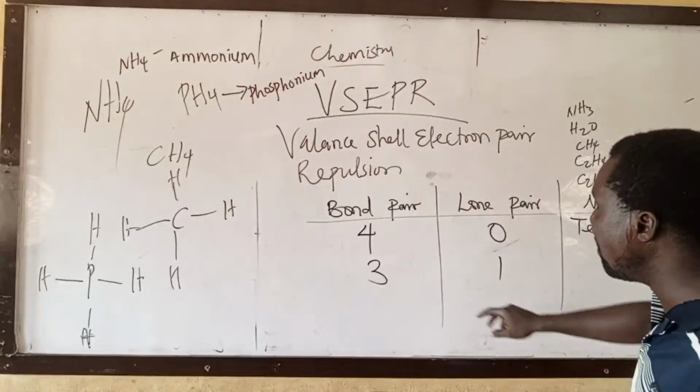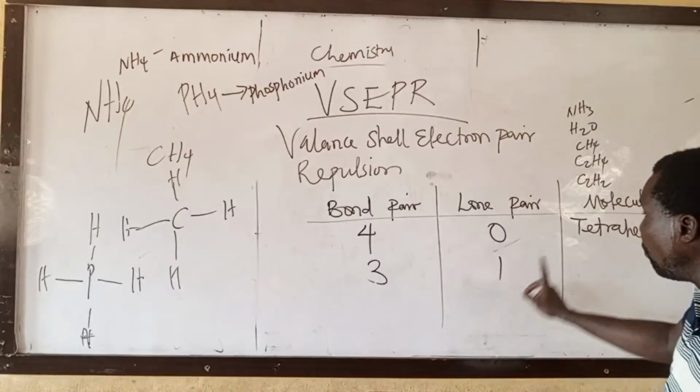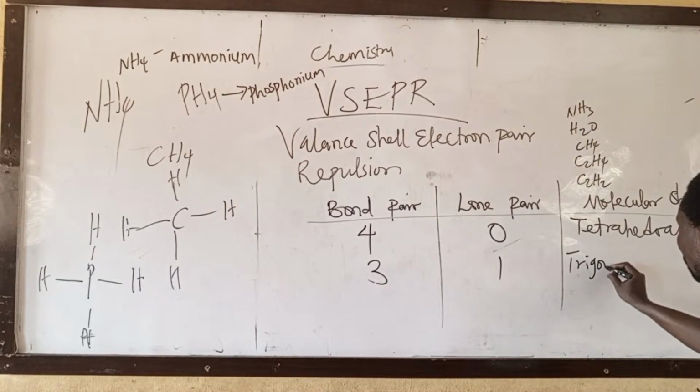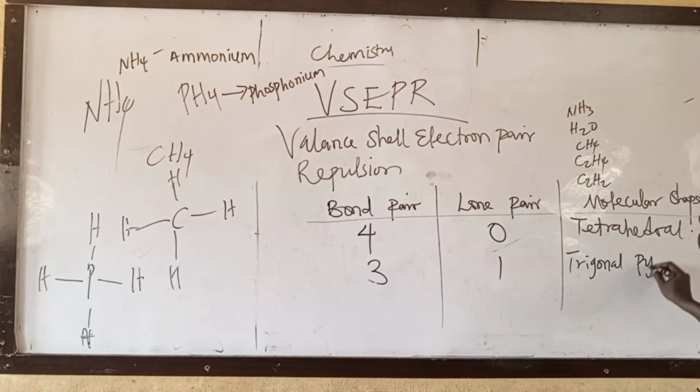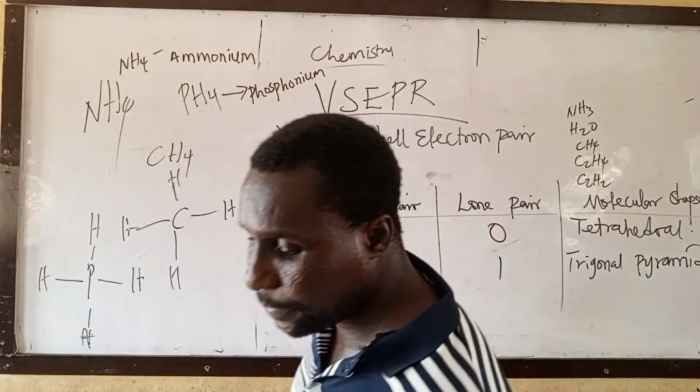Take note. When you have bond pair to be 3, lone pair to be 1, what would be the molecular shape? The molecular shape is trigonal pyramidal.